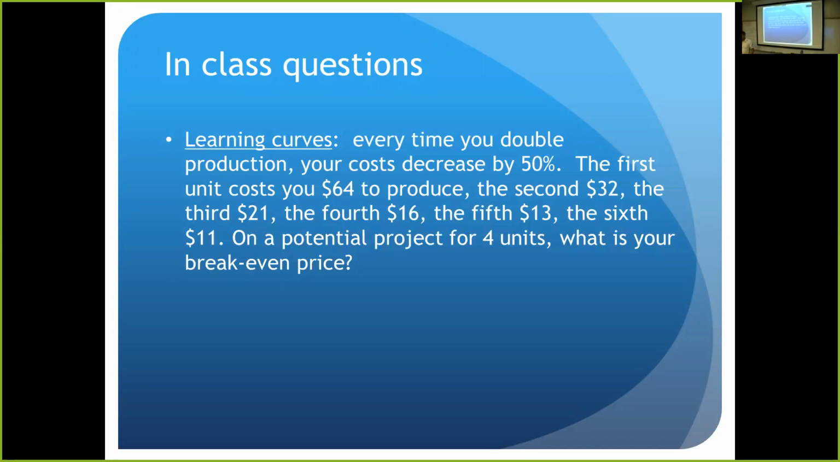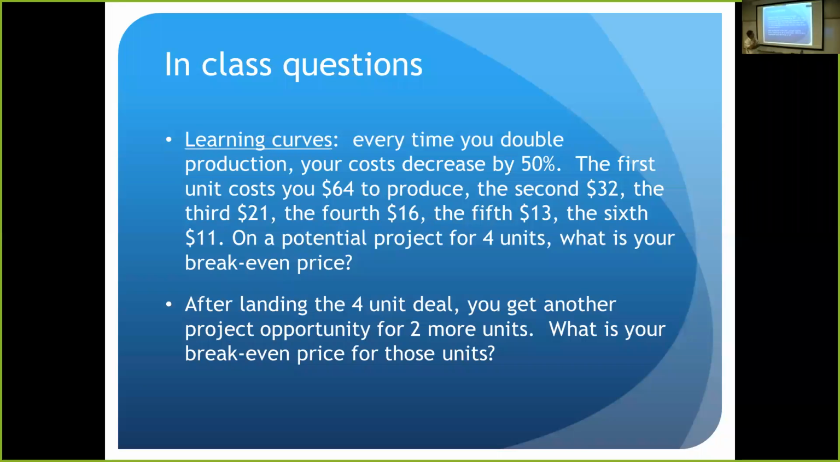Just got a calculator handy here. 33 point something. Good. All right. So we got 33 bucks into it. We take the 4 unit deal. What if we get somebody looking for 2 more units? What's the break-even price on those 2 units after we've already produced 4?